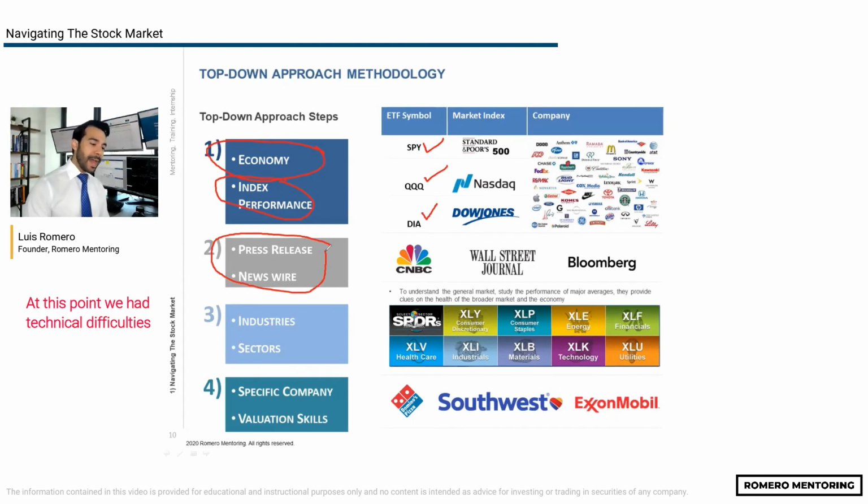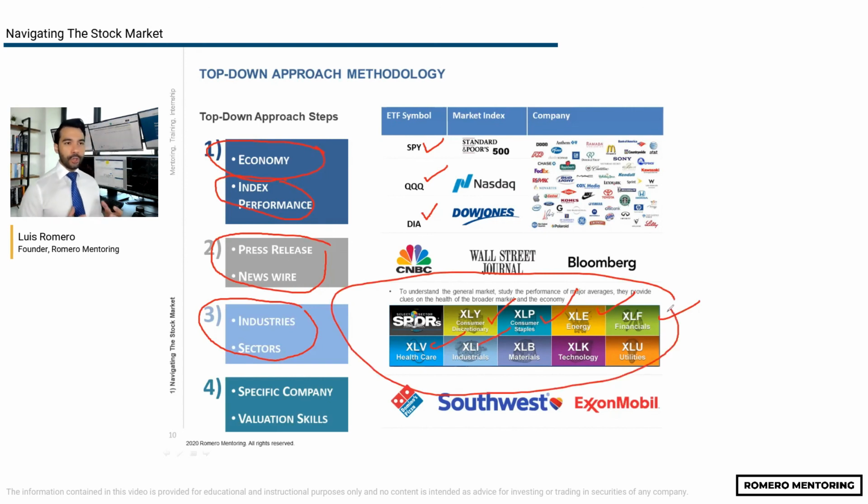Press releases would give you more clarity, more information on how to make sense of it all, really. Then after that, you may want to look at specific sectors. Those specific sectors could be consumer discretionary, consumer staples, energy, financials, healthcare, industrial. I mean, this basically represents the entire US economy.